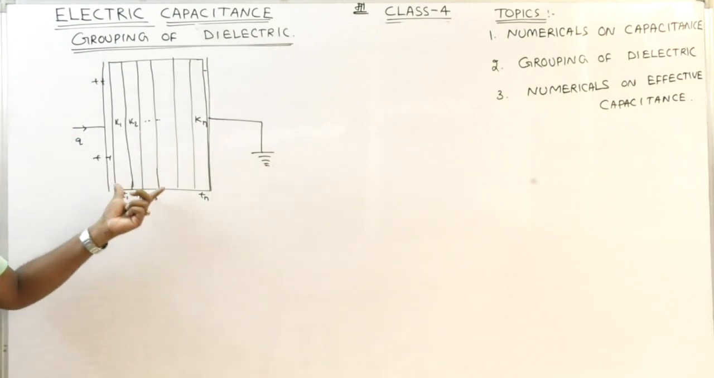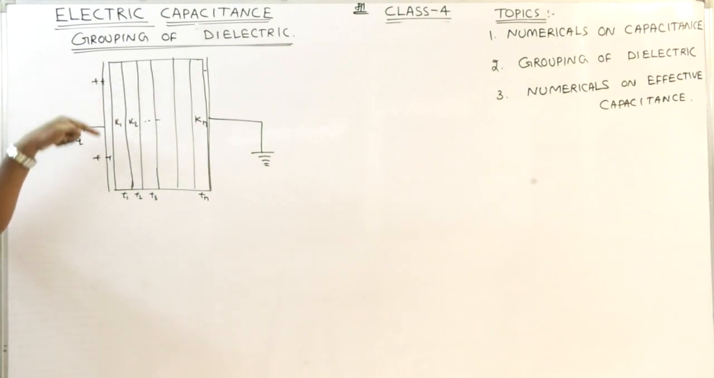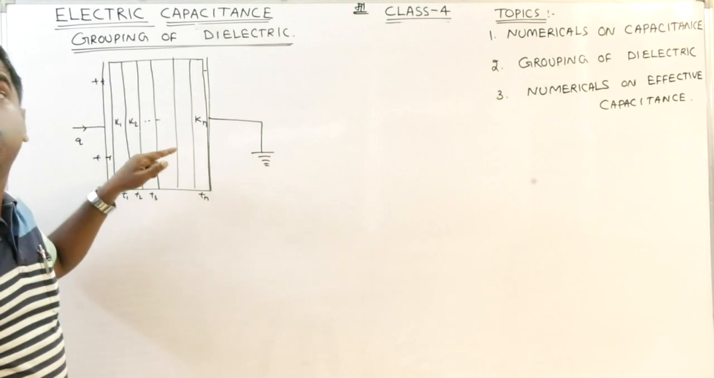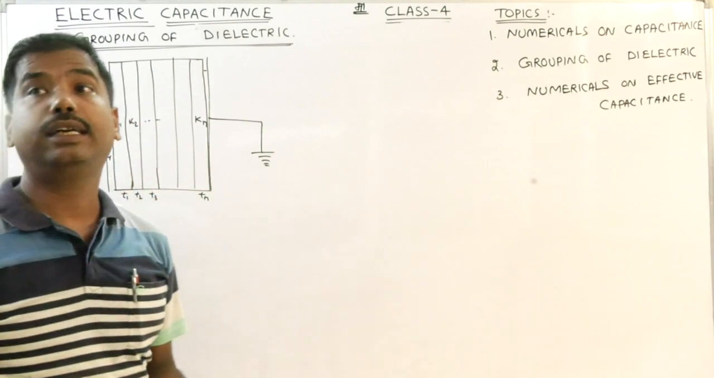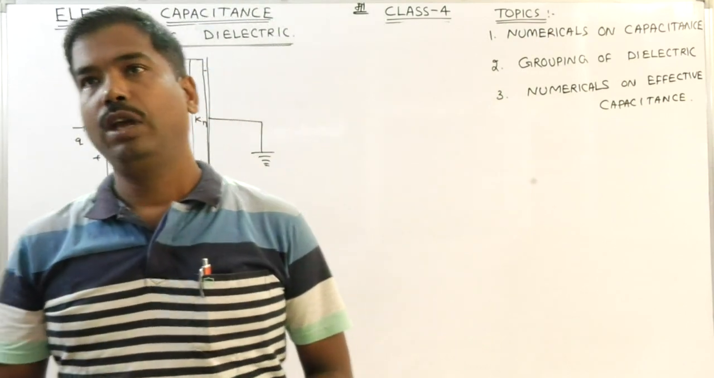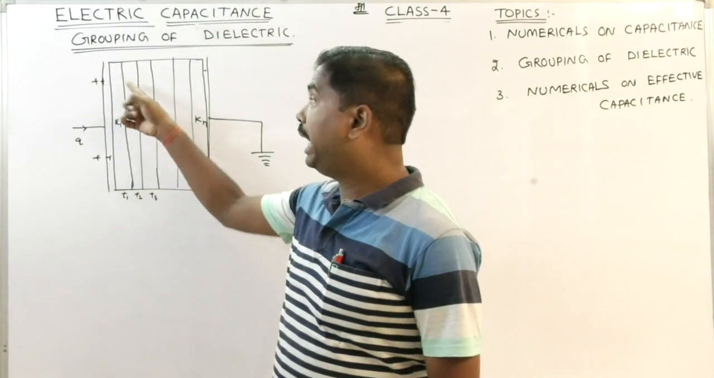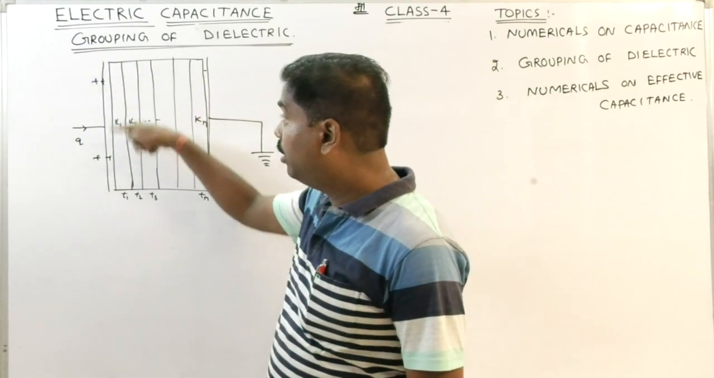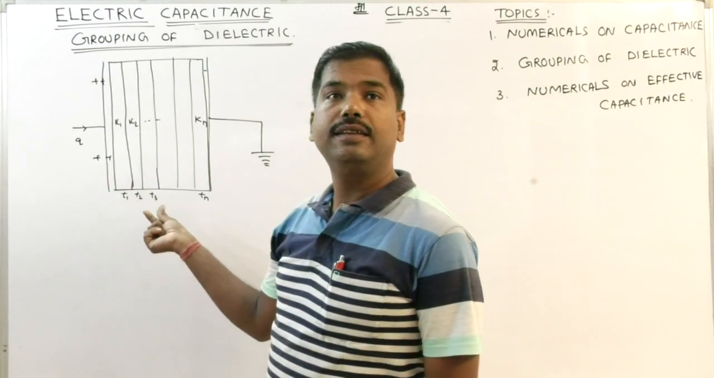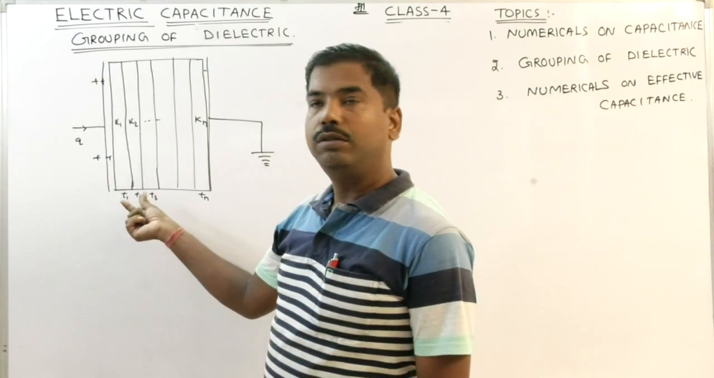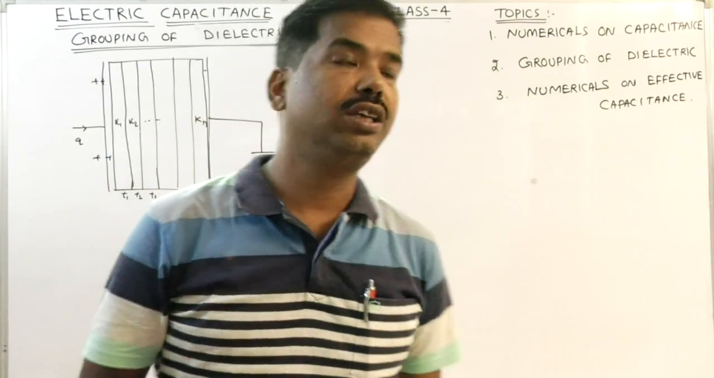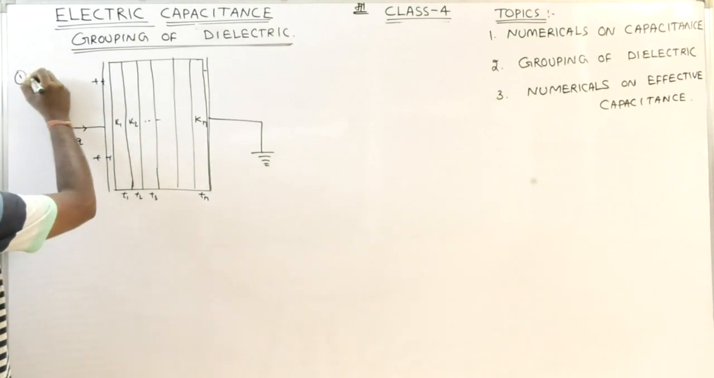I would like to say that when different dielectrics having the same area but different thickness are put into a capacitor, then such dielectrics are said to be in series grouping. Listen carefully. When dielectrics having the same area, with no change in area but different thickness, are placed between the parallel plate capacitor, then they are said to be in series. That is series grouping.